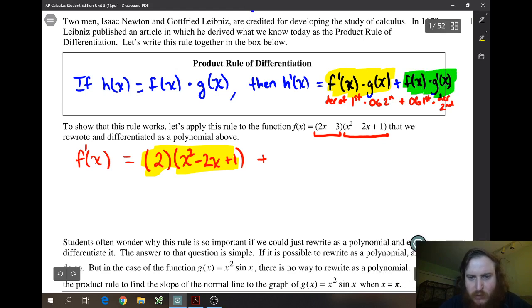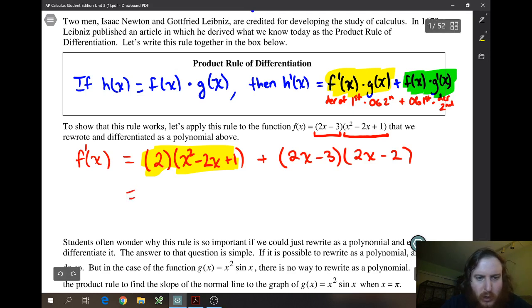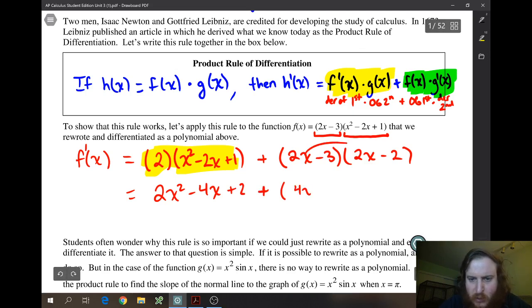So again, I like to use parentheses for everything here. So the original first one was 2x minus 3. And then the derivative of our second one is 2x minus 2. And this is why parentheses are so important, these will expand out. So we're going to expand 2x squared minus 4x plus 2. Then plus, here we're going to have to FOIL. So when we FOIL, I'll put this in parentheses again. 2x times 2x is 4x squared minus 4x minus 6x plus 6.